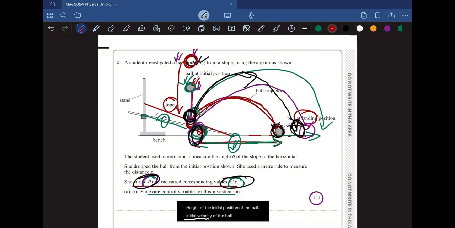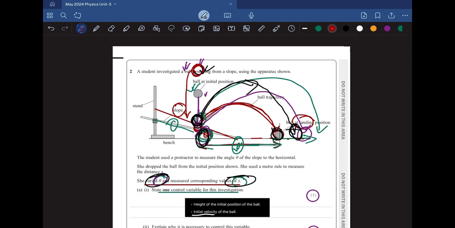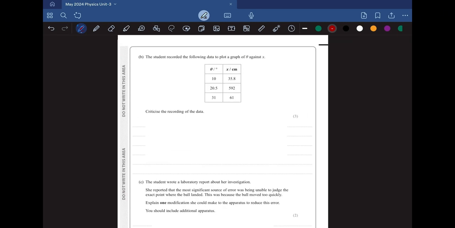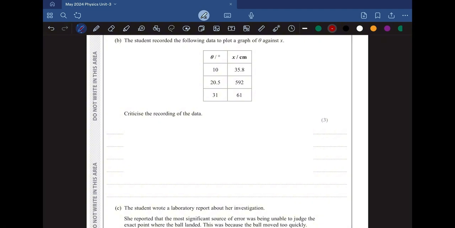So that's why we have to keep the control variable constant. And the control variable right here is the height from which the ball should be released. Now let's move forward to the next part of this question. The next part says, the student recorded the following data to plot a graph of theta against x. Now the question asks us to criticize the data.